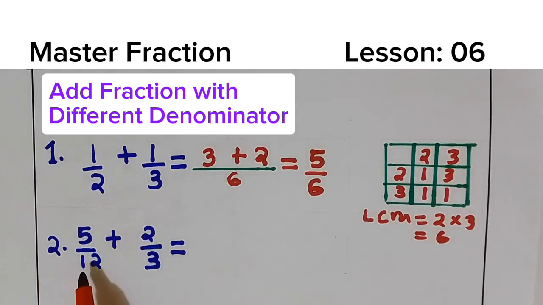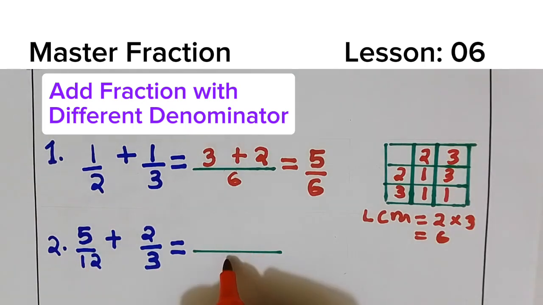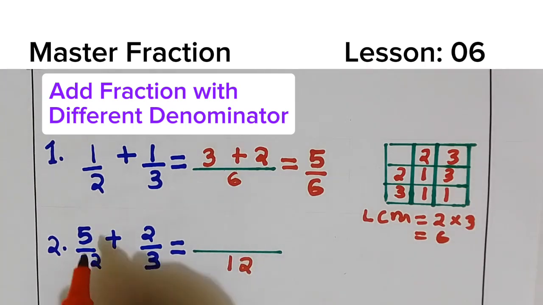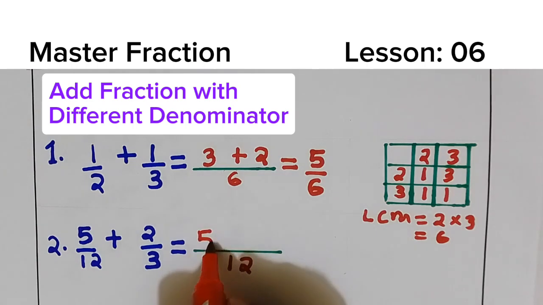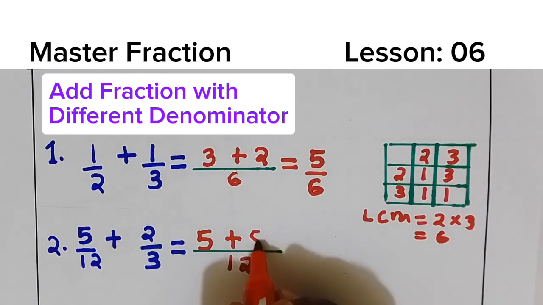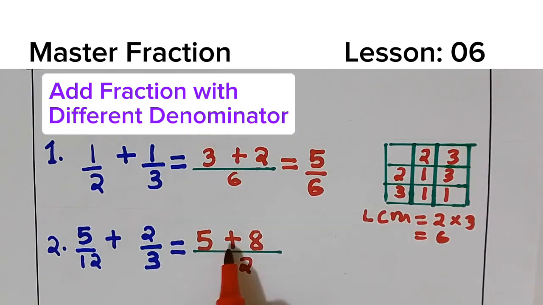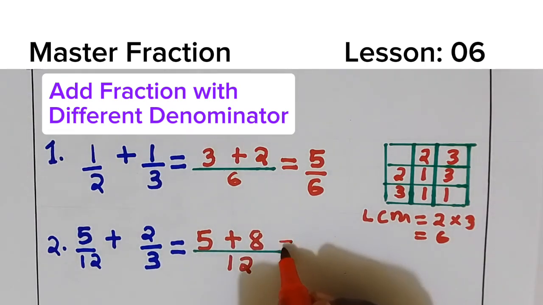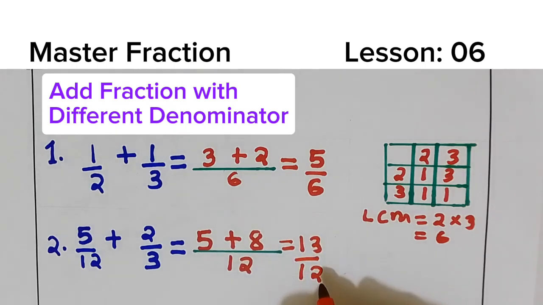We are going to find the LCM of 12 and 3, which is going to be 12. LCM 12. 12 divided by 12 is 1. 1 multiplied by 5, we get 5. 12 divided by 3 is 4. 4 times 2 is 8. 5 plus 8, we get 13 over 12.